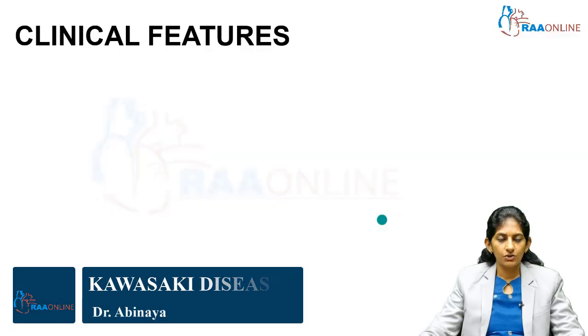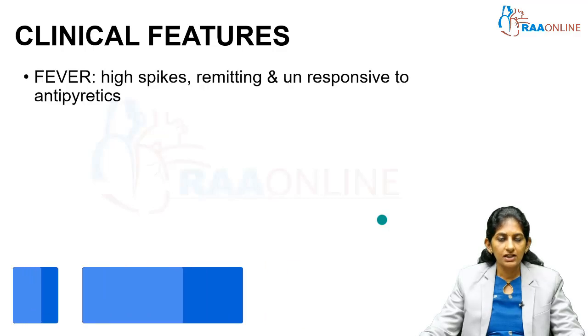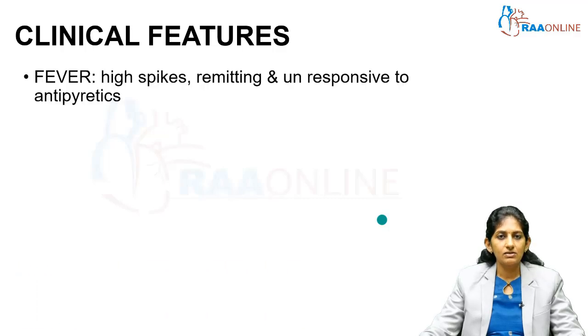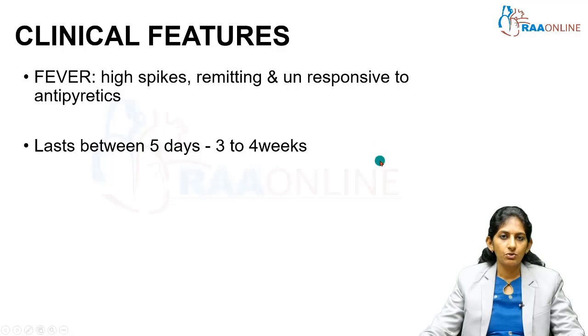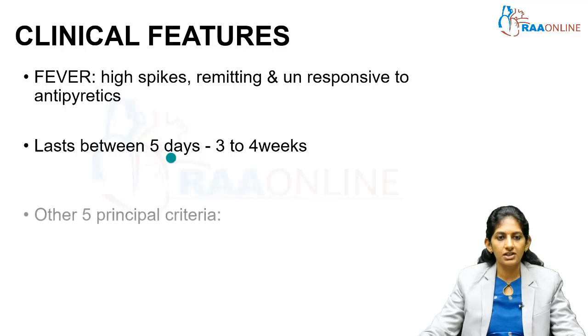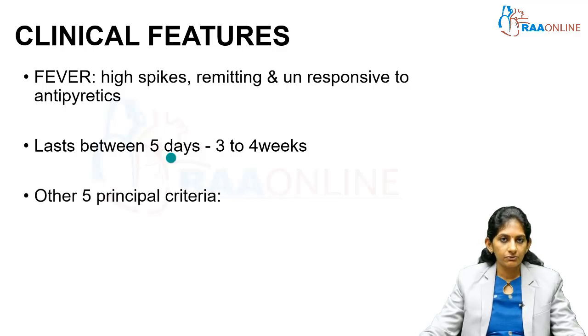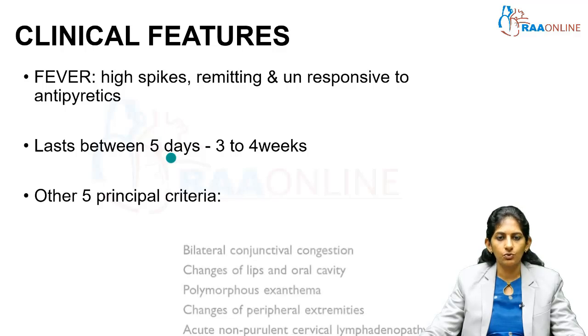Clinical features, we are going to see the diagnostic criteria. So, typically the fever, high spike fever, unresponsive to antipyretics. That is the typical feature of Kawasaki disease. More than 5-day fever. So, fever of at least 5 days, and it can last anywhere up to 3 to 4 weeks without treatment. Apart from fever, the other 5 principal criteria we need to know.